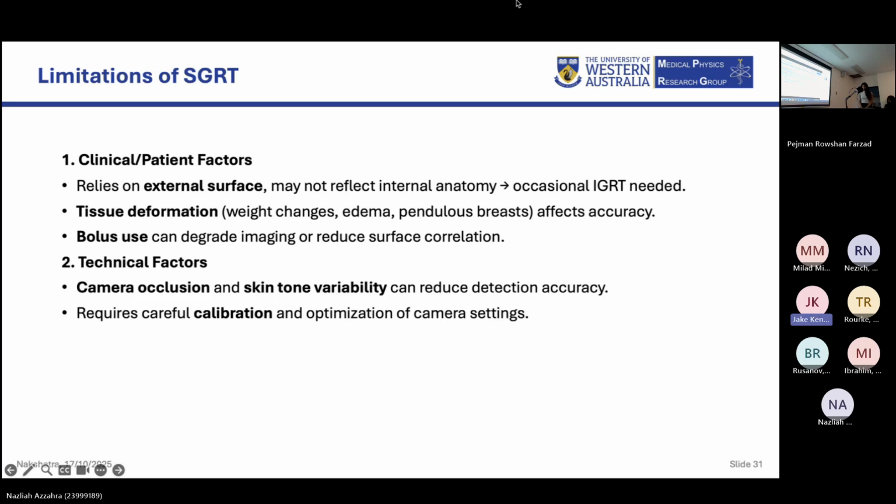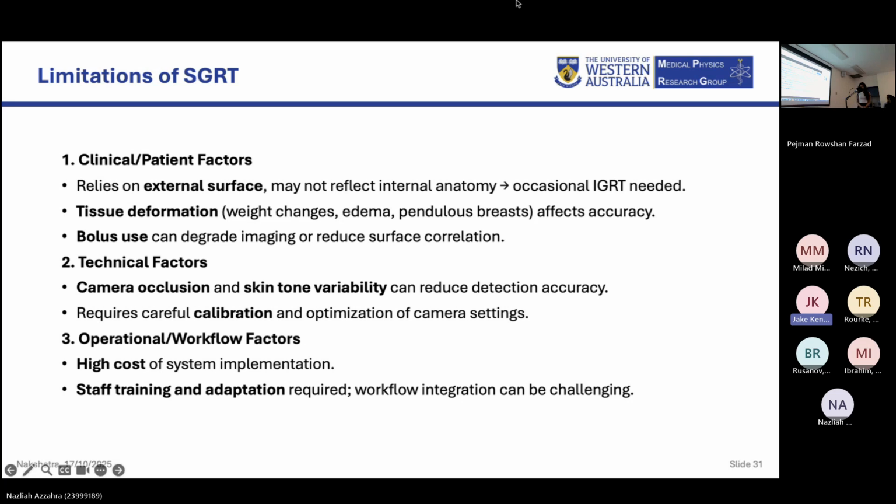Technical factors like camera occlusion from the gantry and the couch movements can happen. Also the abdomen in high BMI patients can cause occlusions. Different skin tones require calibration and proper optimization of the camera settings.